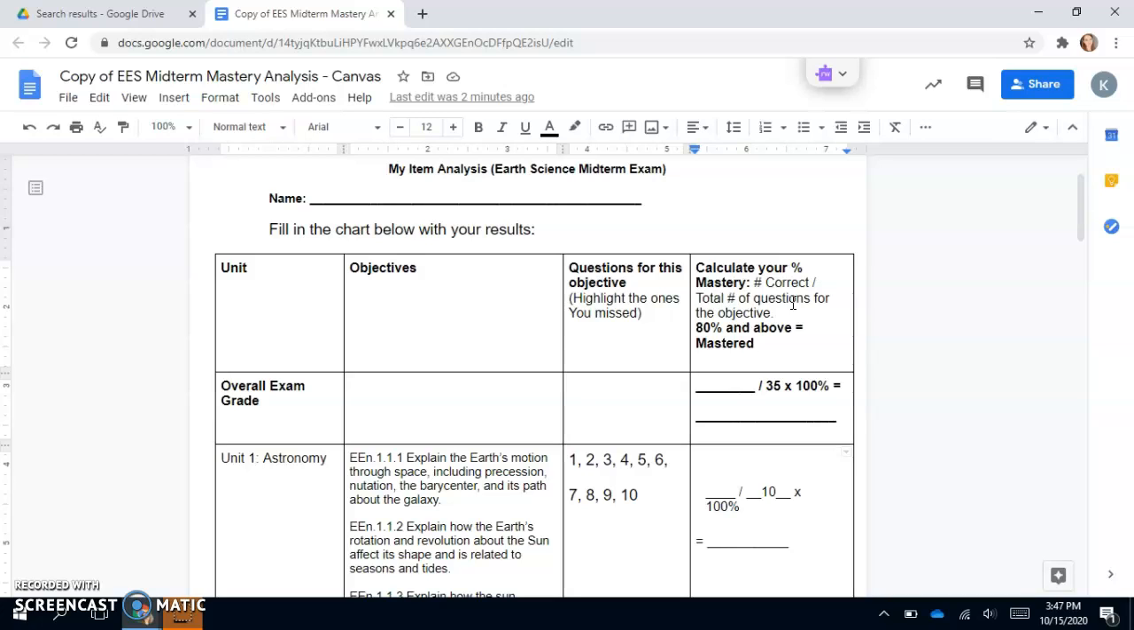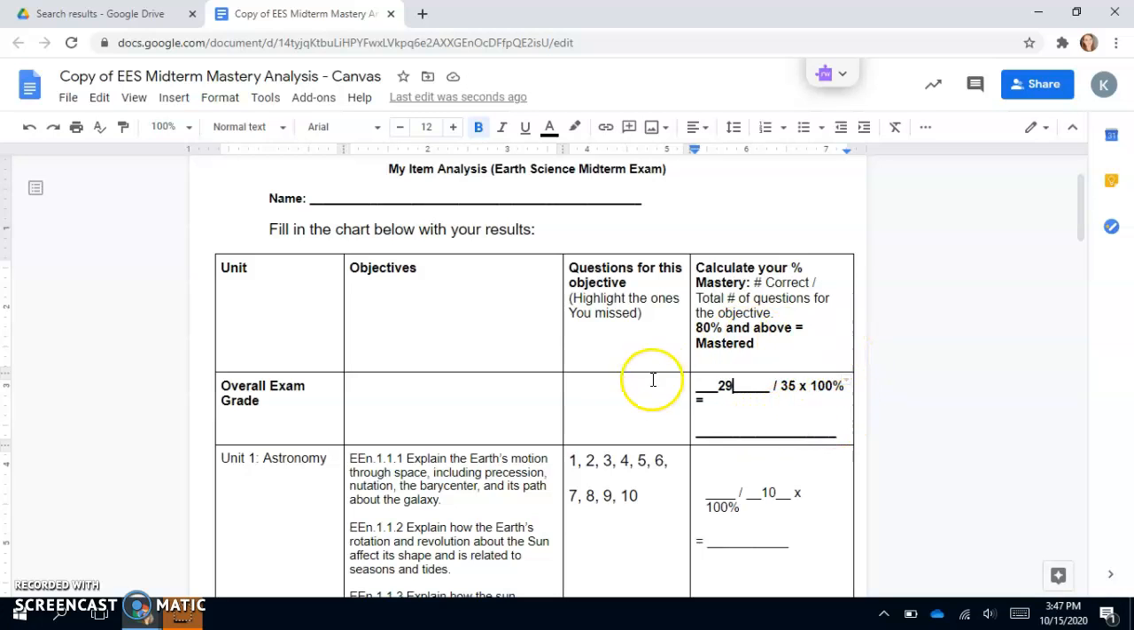Okay, so we're going to do it for the overall test, and then we're going to break it down by units. So for this first one here, there were 35 total questions on our midterm. That's where this number comes from. And right here, we're going to put how many we got right. Again, you're pulling this directly from your test. So we got 29 questions right, and then we're going to divide that by 35 and multiply it by 100.